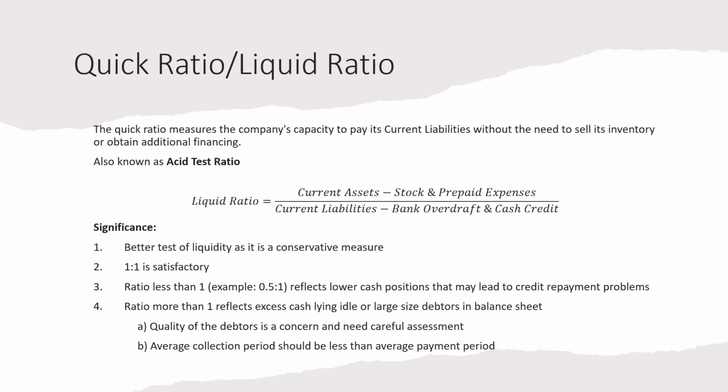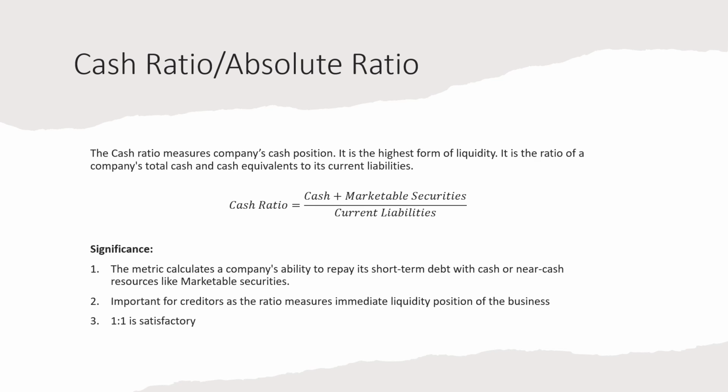Cash ratio or absolute ratio is the most conservative ratio out of the three types of liquidity ratios. As the name implies, this ratio is simply the ratio of cash or cash equivalent securities to current liabilities. This ratio looks only at the cash position of the company or those assets that can be readily converted into cash, like marketable securities, to pay off the short-term debt. It does not consider receivables or inventory.